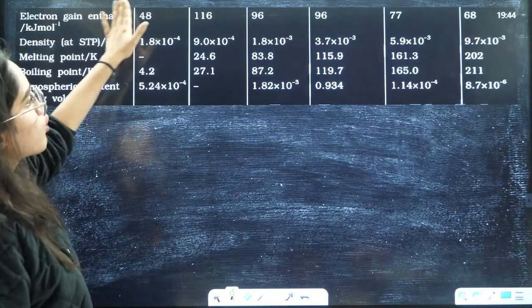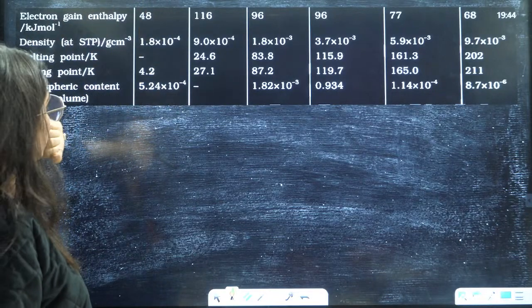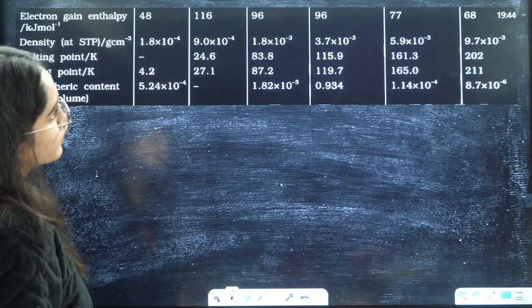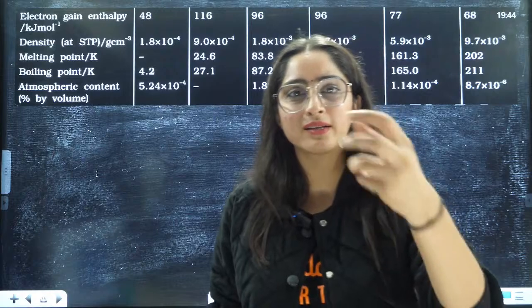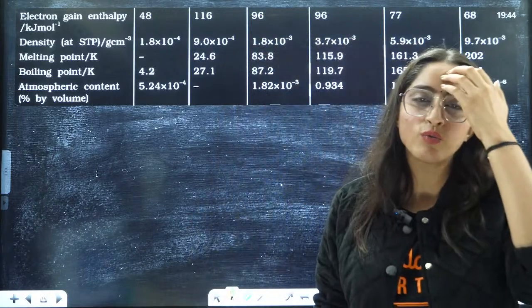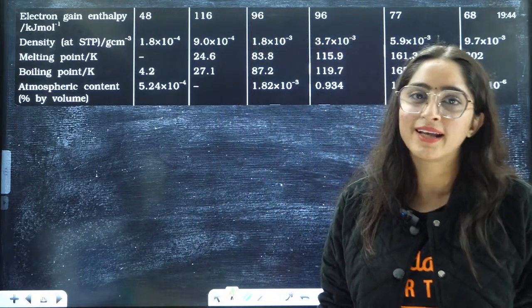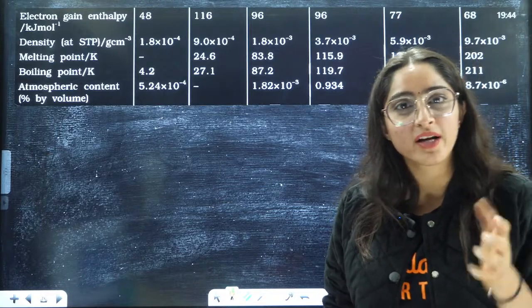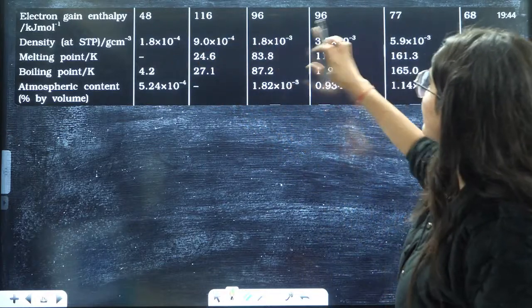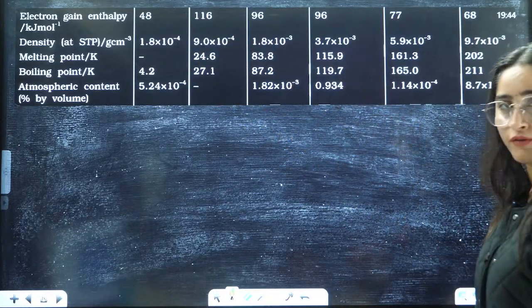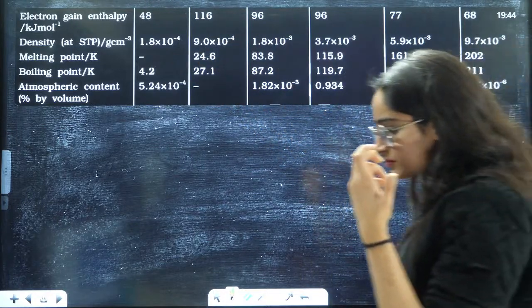Then you have electron gain enthalpy. So electron gain enthalpy, as you can see here, it is very positive. Why is electron gain enthalpy positive? Because it does not want to gain the electron. It is like, I don't want to gain the electron. I'm already very stable. Why do you want me to gain the electron? So that is why electron gain enthalpy is positive here, right?